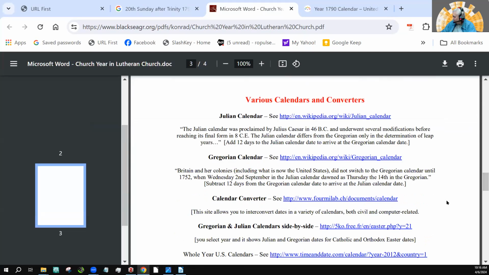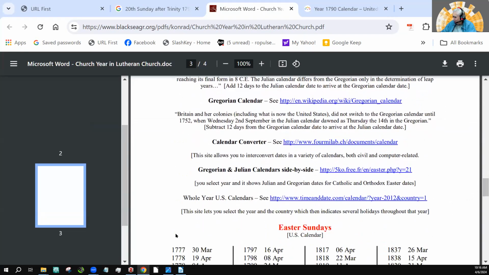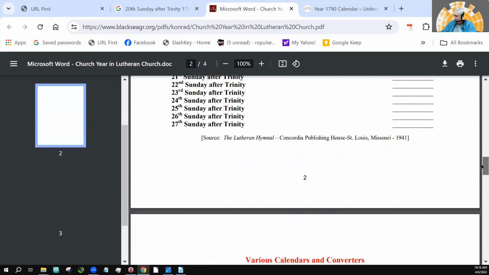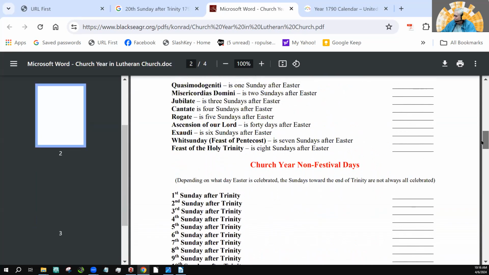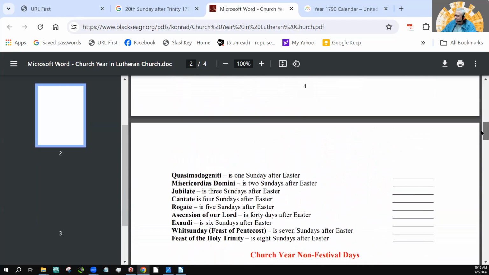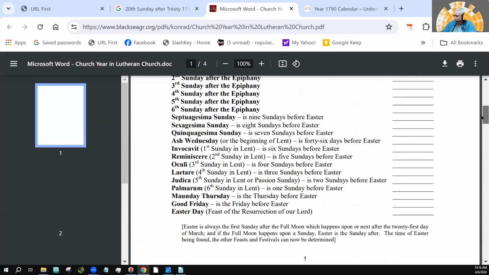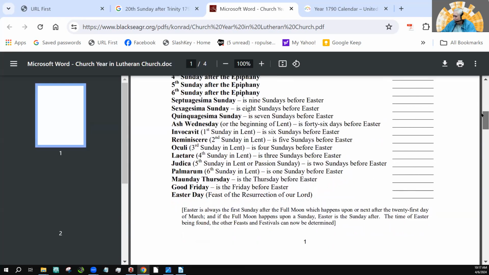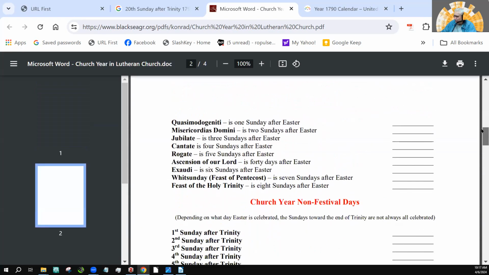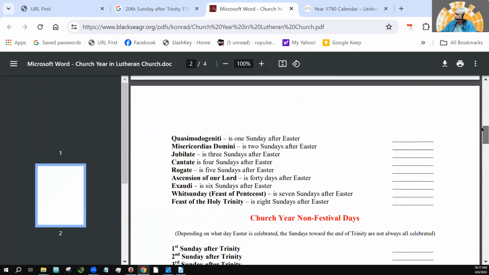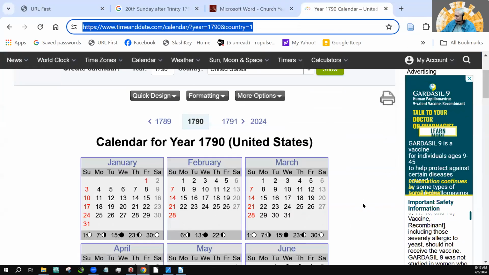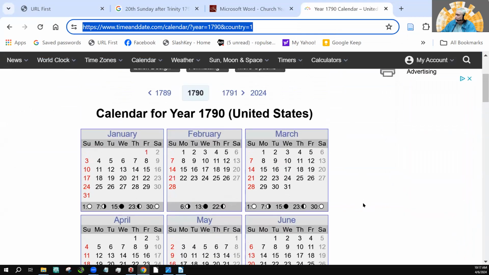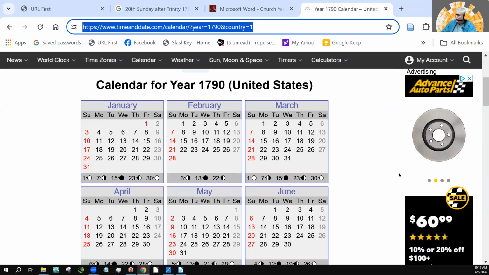And then he's listed where you can get your calendars. And of course, we're only interested in the US. So here's the US calendar down here. And then he's giving you this nice little worksheet to take and do your calculations. And then he's giving you all these options about the various Sundays and how to calculate them. And so it's a very useful document. On his sheet, he gives you the year, how to find the calendar for the year, and so on.